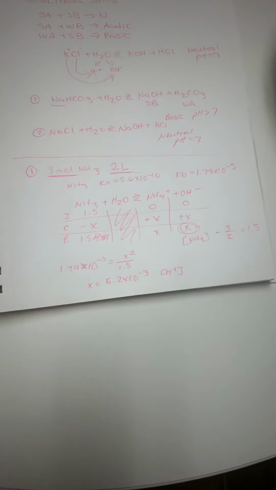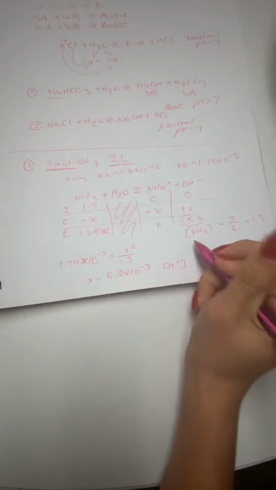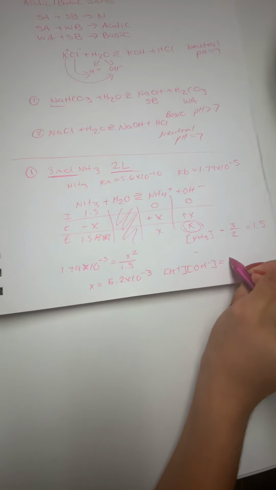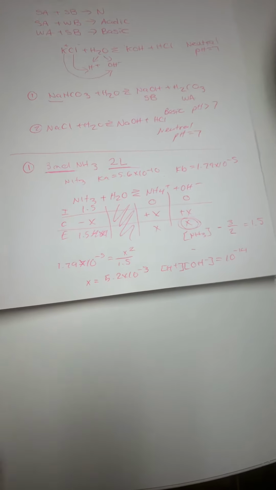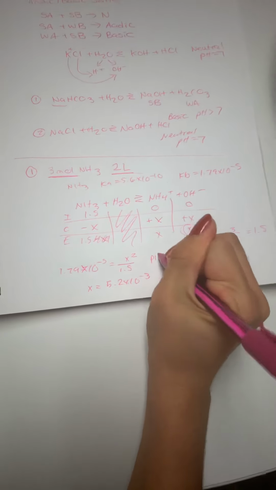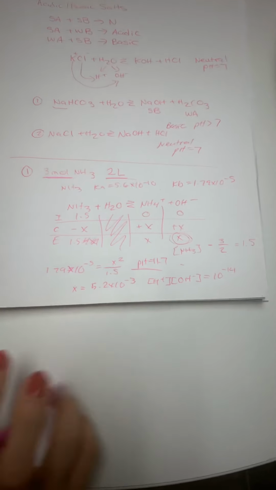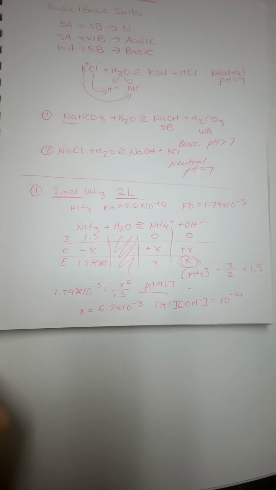So remember, you can either find the pOH, then the pH, or you can just do the H times OH concentration is equal to Kw, which is 10 to the minus 14. Whichever way floats your boat, do it. But either way, I got a pH of 11.7. So this is very similar to what we already did before. So that's why I'm like, not too bad at all.